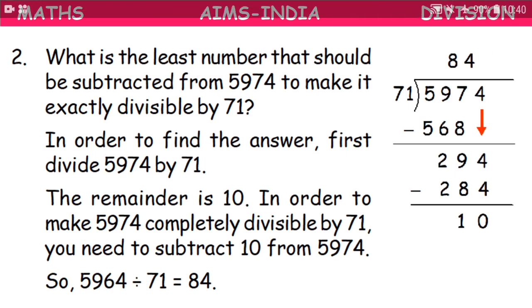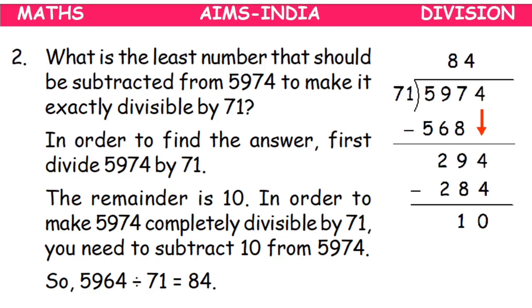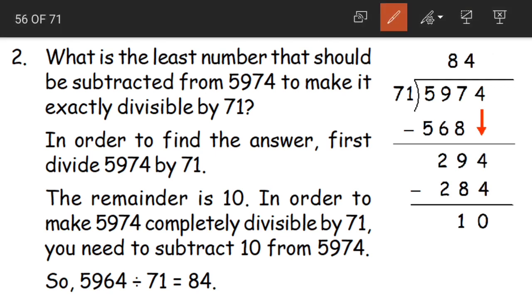Next question. What is the least number that should be subtracted from 5,978 to make it exactly divisible by 71? Okay. So what does exactly divisible mean? Exactly divisible means the remainder should be 0. Yes, after dividing, the remainder should be 0. So first let us divide the numbers that are given. 5,974 divided by 71.